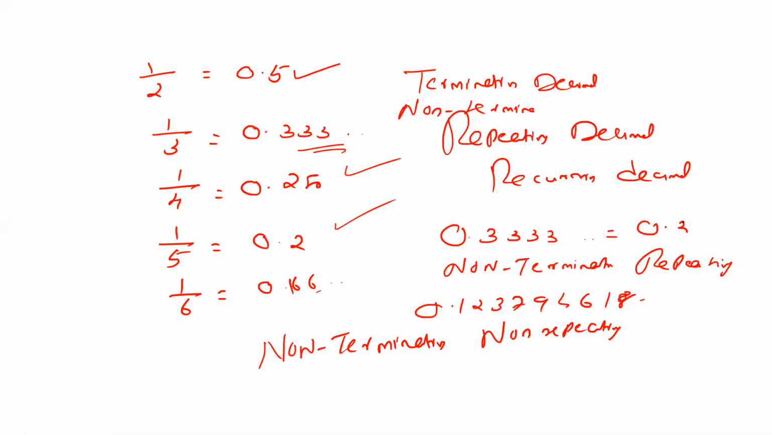And for the non-terminating repeating decimal 0.333, you can write it as 0.3 with a bar, which means 3 is repeating. Similarly, 0.23233, etc. is a non-terminating repeating decimal. However many numbers are repeating, you put one bar over them. What do you mean by 0.729 with a bar? 729 are repeating: 729, 729, etc.